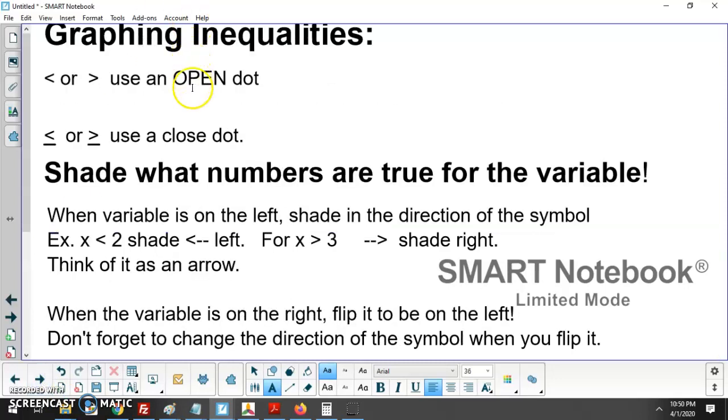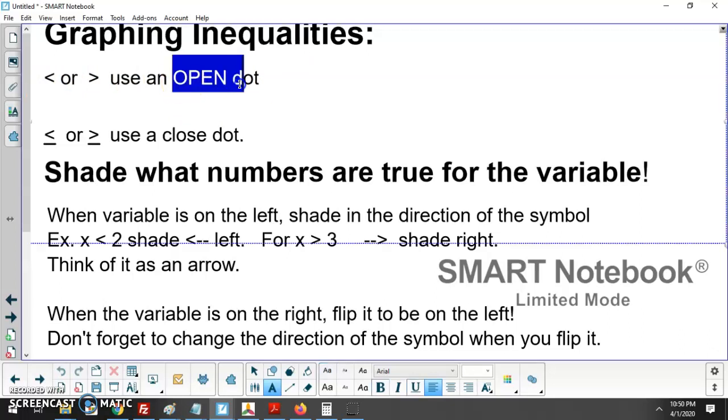Other thing that might be tricky is graphing inequalities. Do I use an open dot or do I use a closed dot? Well, this kind of breaks it down. If it's less than or greater than, you're not including the point, so you want to put a hole at that point, which is an open dot. If it's equal to, it has the line underneath it. That means it's less than or equal to or greater than or equal to. So you fill in that dot because you're actually including that point.